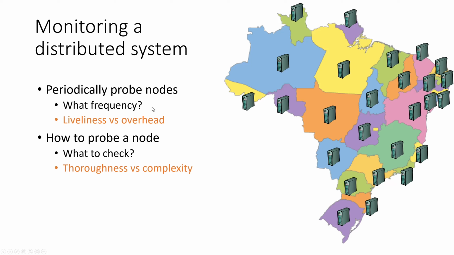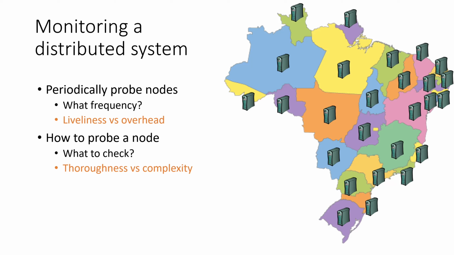So one is how frequently to probe these nodes, and this is a trade-off between liveness and overhead. If we probe very fast, it's good because we're going to detect failures faster, but it's going to incur network and computing overhead on the monitoring system and on the nodes because they're going to be probed all the time.